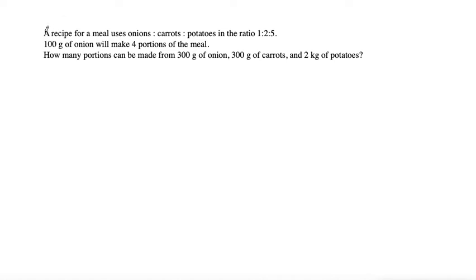So this problem says a recipe for a meal uses onions to carrots to potatoes in the ratio 1 to 2 to 5. Then they tell us 100 grams of onion will make 4 portions of the meal. So let's stop right there for a second. If 100 grams of onion makes 4 portions for the meal, let's write that down over here. 100 grams of onion makes 4 portions.